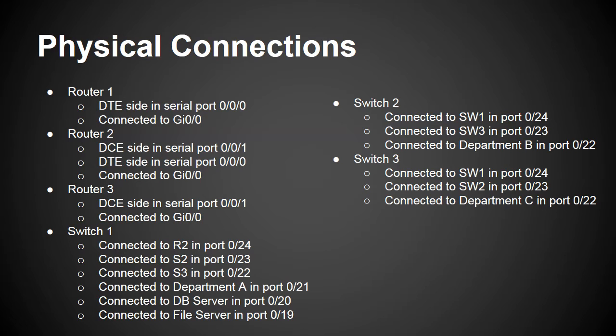Switch 2 connected to Switch 1 in port 24. It connected to Switch 3 in port 23 and connected to Department B in port 22. And Switch 3 connected to Switch 1 in port 24, connected to Switch 2 in 23, and connected to Department C in port 22.